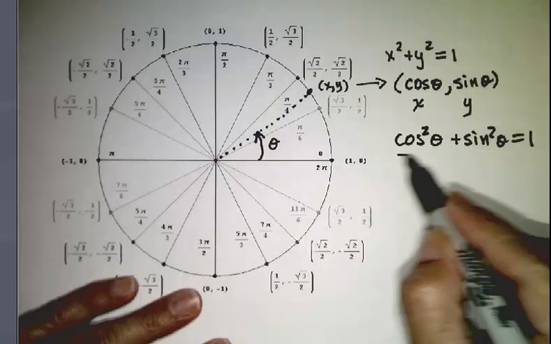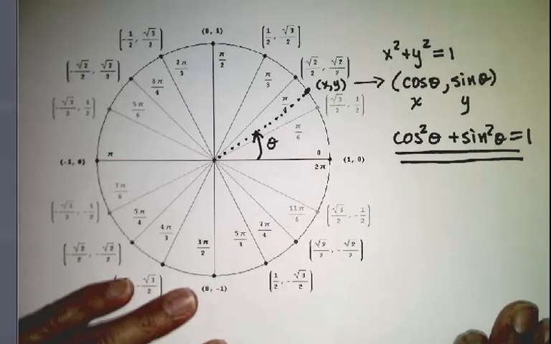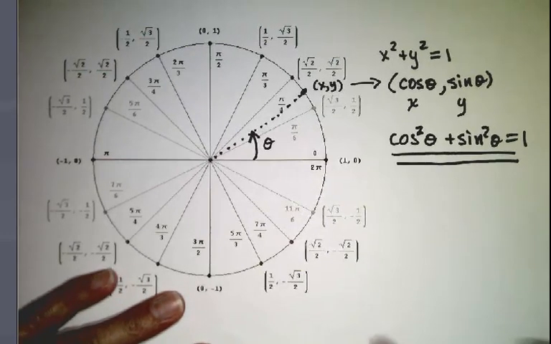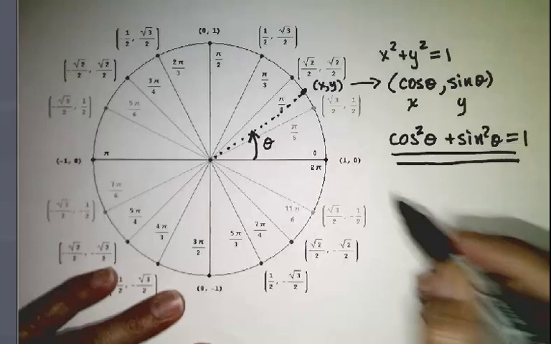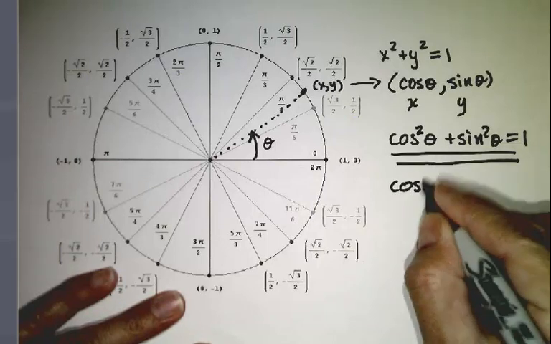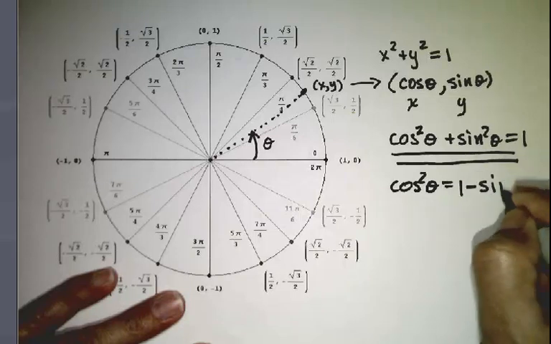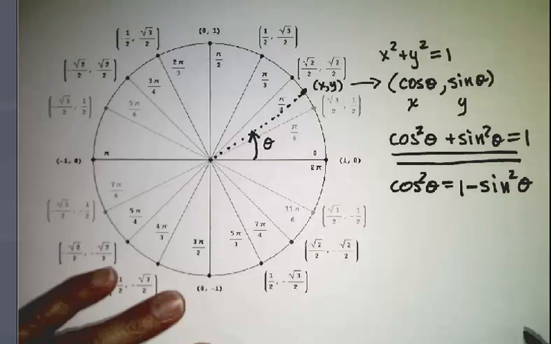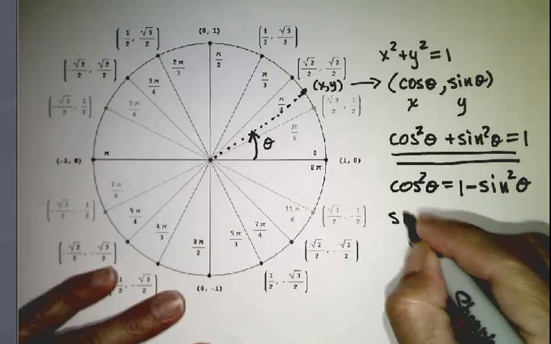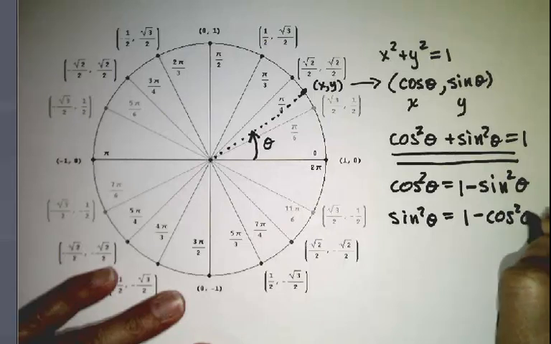And this probably is the most important of them all. Commit, commit, commit that one to memory. We can actually see this particular one in two other forms. I could solve for cosine squared here, and I see that cosine squared is also equal to 1 minus sine squared of theta. Or I could have solved for sine squared, and I see that's equal to 1 minus cosine squared of theta.